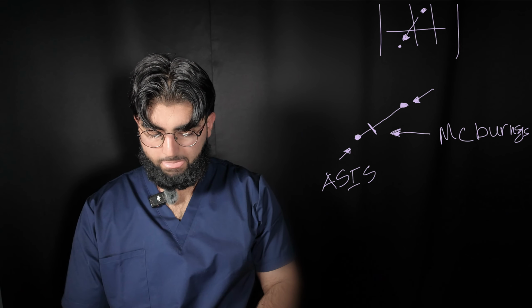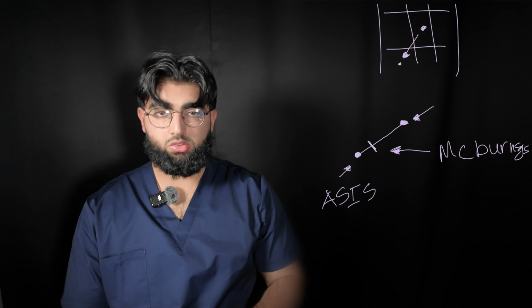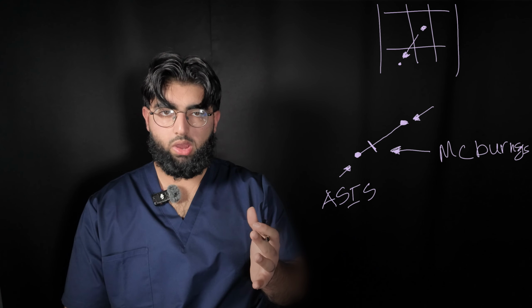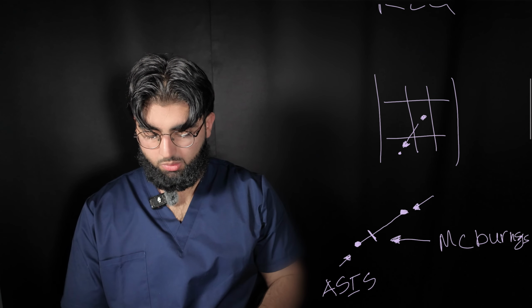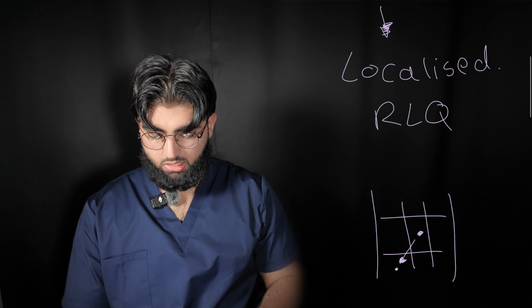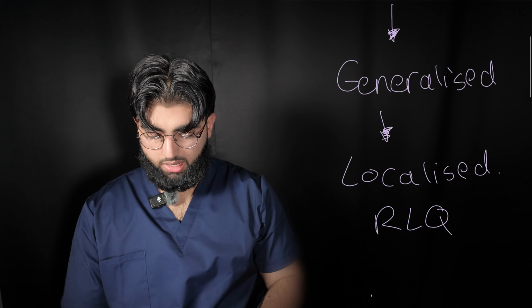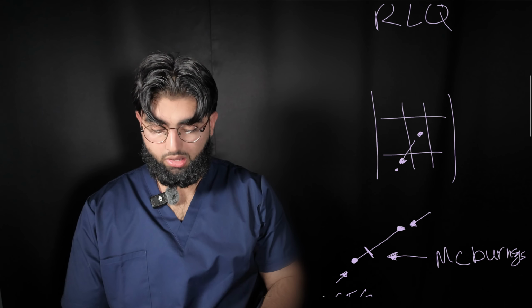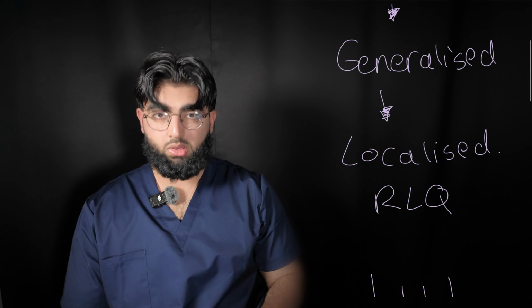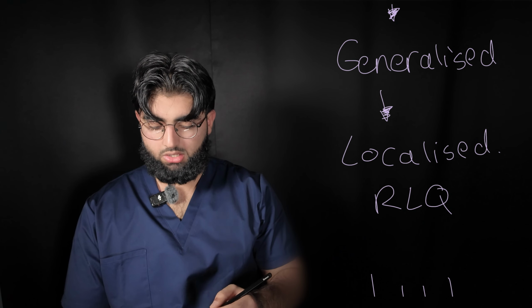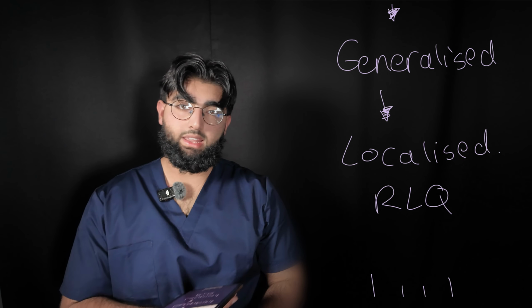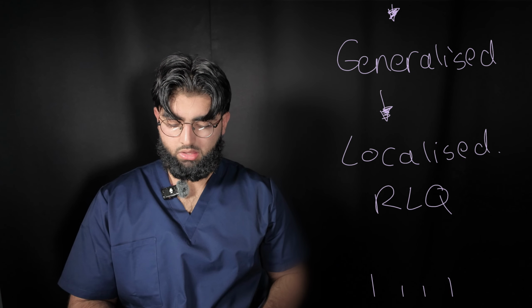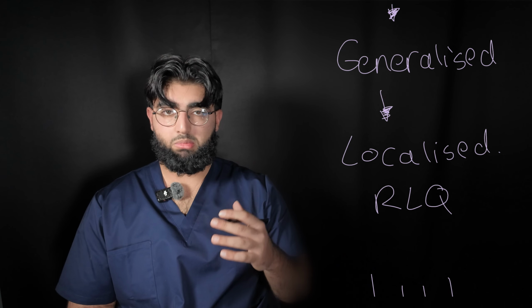That is McBurney's point. So at this point is where the pain then becomes very localized, and that is roughly where the appendix actually lies within an average human being, right? So like we mentioned, it starts as a very generalized pain and then becomes a localized pain at McBurney's point. So let's have a look at why the pain actually starts as general, and why it then becomes a localized pain. It's very interesting actually, because the reason for it is the embryological origin.